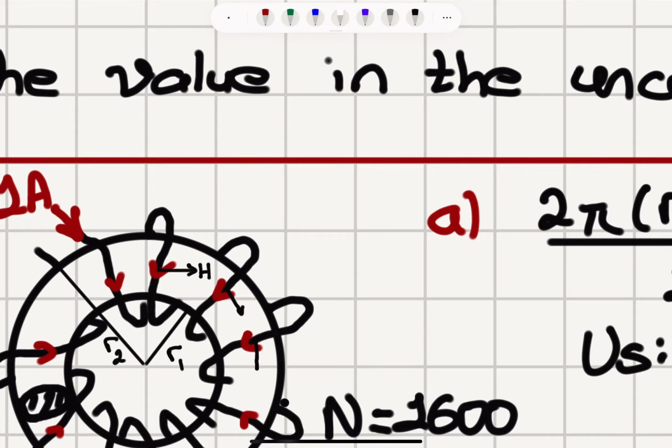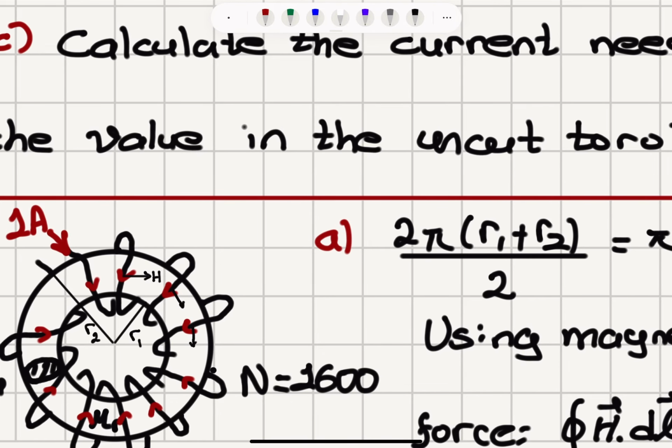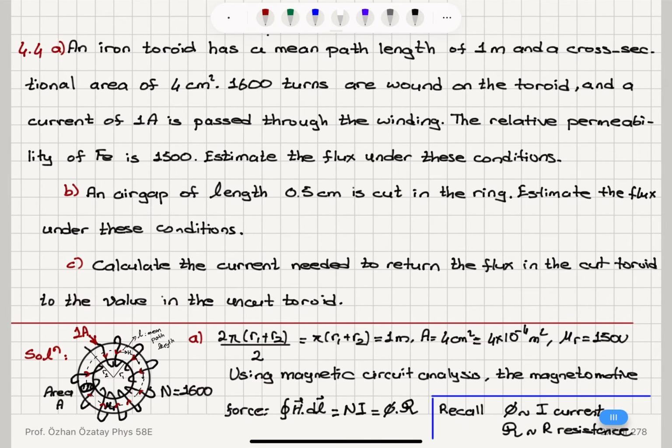So we will see that this will basically have the dot product H dot dl along this path. We are going in this circle that is defined by the mean radius r bar. So that r bar is (r1 plus r2)/2. The path length here, L, is the mean path length, that is the circumference of this circle. So that is pi times (r1 plus r2), that's 1 meter. Cross-sectional area and mu r are given.